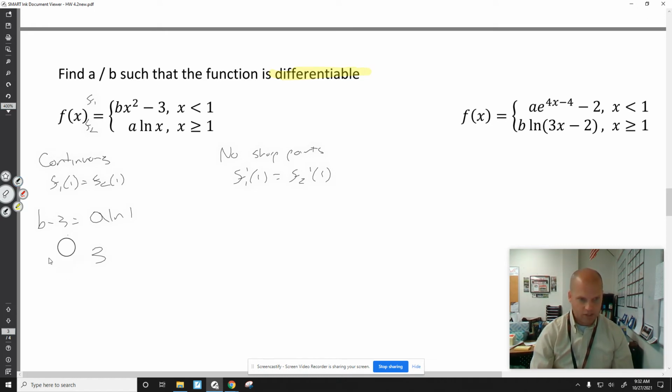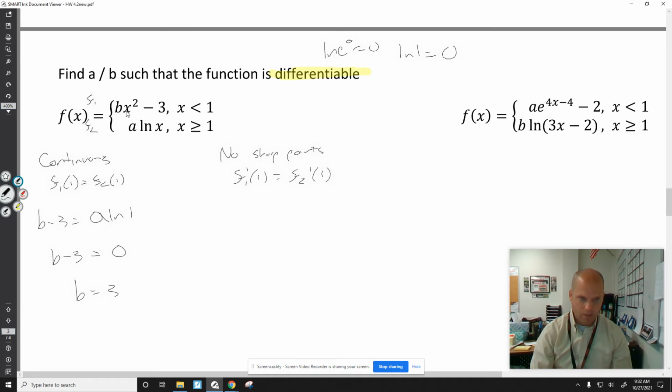I always try to skip things, and then I'm like, oh, I can't skip it because somebody might be confused about things. Log of 1 is 0. Log of e to the 0 is 0, so the log of 1 is 0. So we get b. Now, taking the derivatives and then plugging in 1.